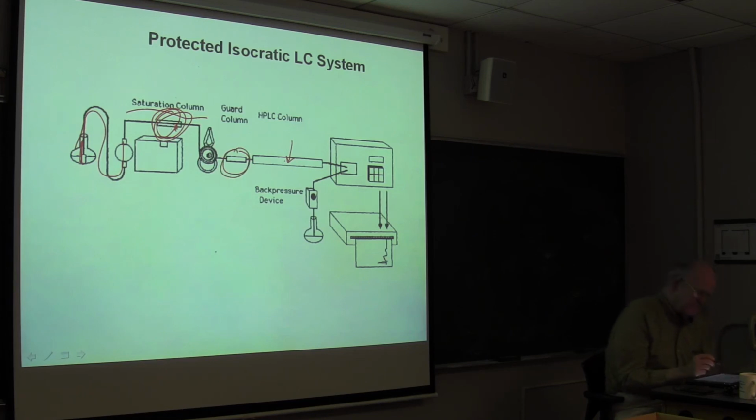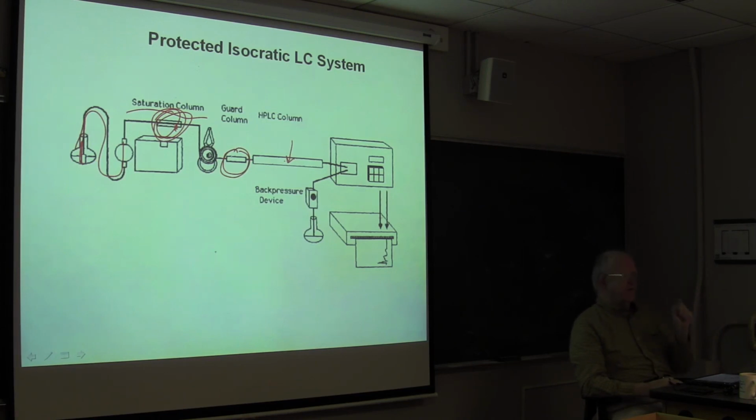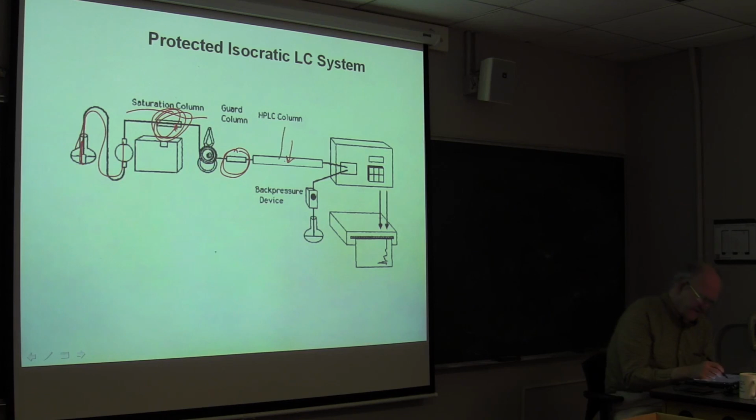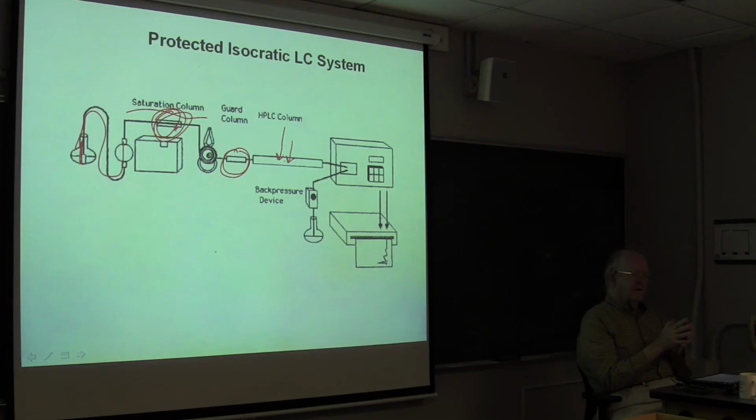The guard column is put in there. Basically, the guard column is a very short, identical material to the HPLC column. All real samples have garbage in them. And some of the garbage is going to stick irreversibly to your stationary phase. The purpose of a guard column is it's going to capture this stuff that's irreversibly adsorbed, and you throw the guard column away every however many injections, 50, 100, if it's a really clean sample, maybe several hundred samples before the guard column gives up the ghost.